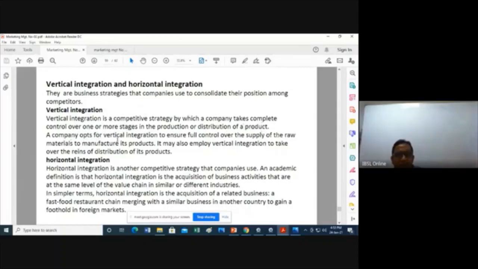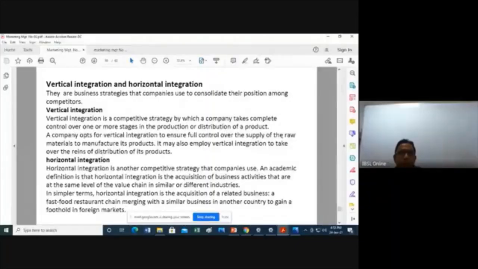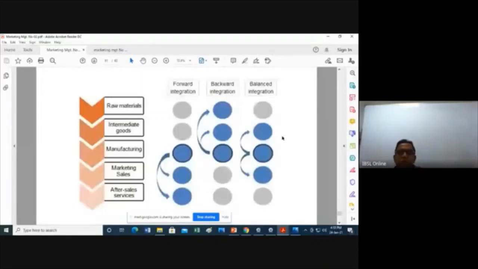A company opts for vertical integration to ensure full control over the supply of the raw material to manufacture its products. It may also employ vertical integration to take over the reins of distribution of products. So let's see vertical integration. Now vertical integration can be in two forms. One is forward integration or backward integration, right?